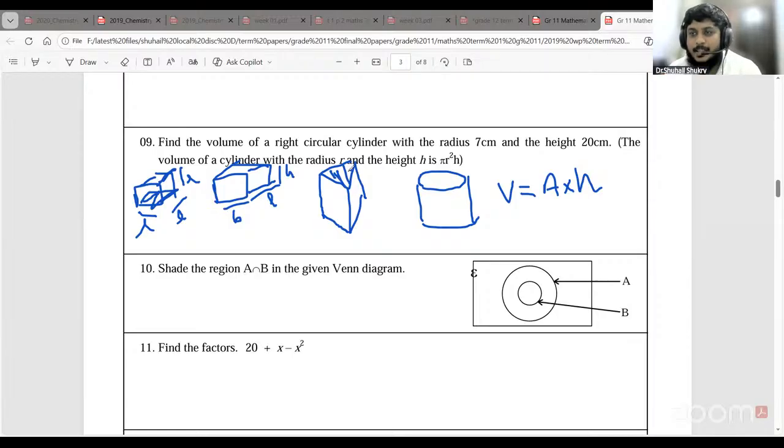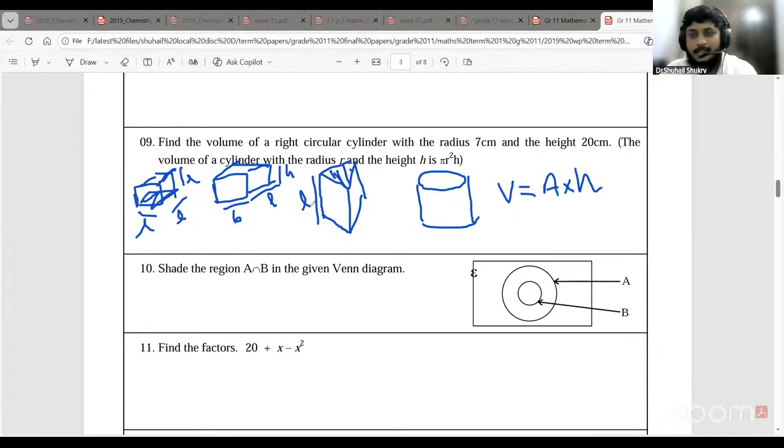the base is what? It's a triangle. So you can find the area of the base using half into base into height. That's the area of a triangle, half into base into height. Then this height we take as the length. So that's why we write the volume of a prism as half into base into height into length.